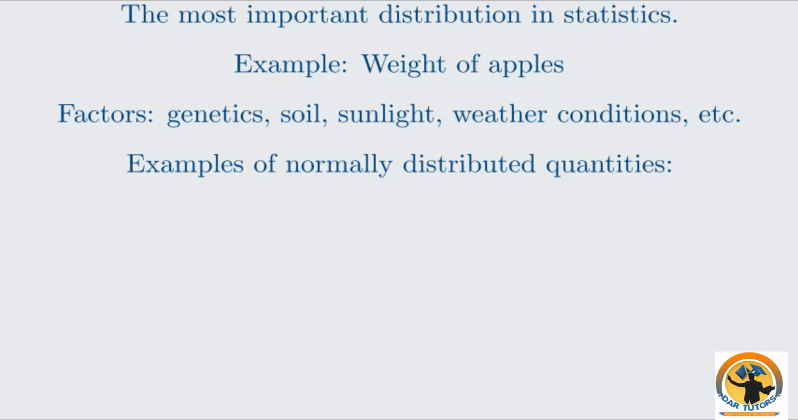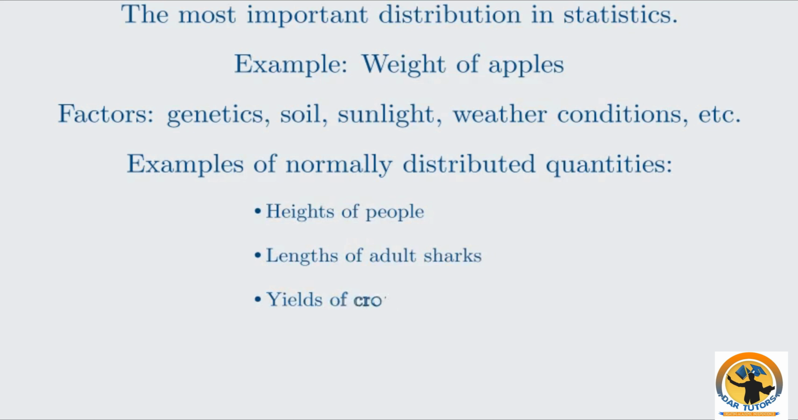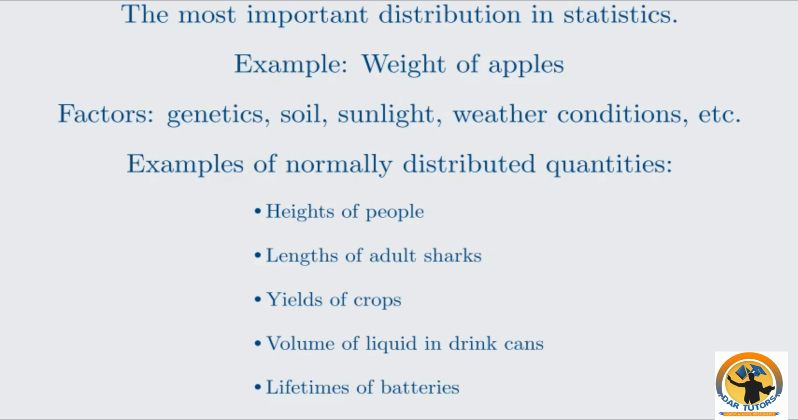Some examples of quantities that are often normally distributed, or at least approximately so, include the heights of people, the lengths of adult sharks, crop yields, the volume of liquid in drink cans, and the lifetimes of batteries. In all these cases, we have a central value, the mean, around which most of the data points cluster, with decreasing frequency as you move further away from that mean.